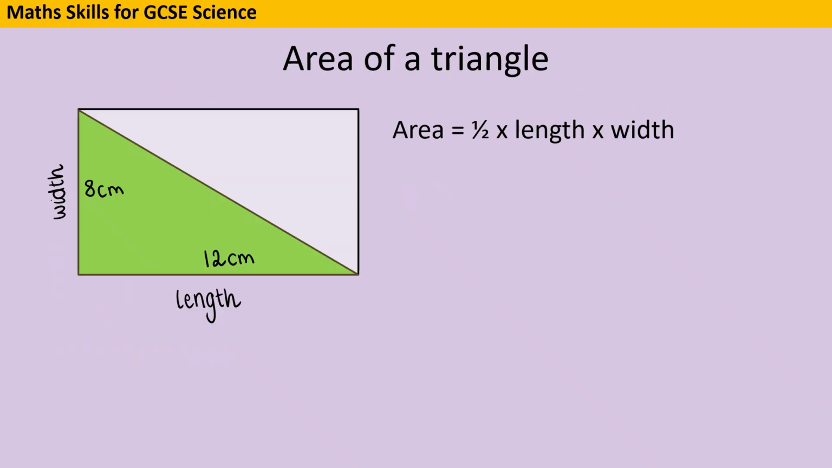The area of a triangle is only half that of an area of a rectangle with the same dimensions. So in order to calculate the area, we're going to do half, or 0.5, times the length times the width. So for this example, that would be 0.5 times 12 times 8, which gives us an answer of 48. And since our lengths here are in centimetres, our area is going to be centimetres squared.